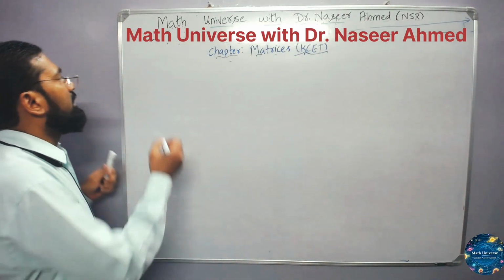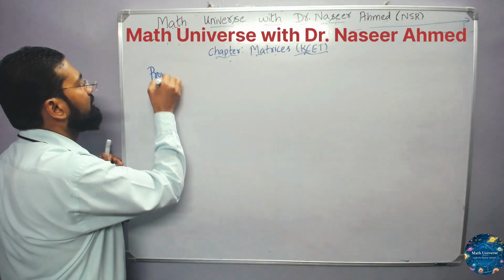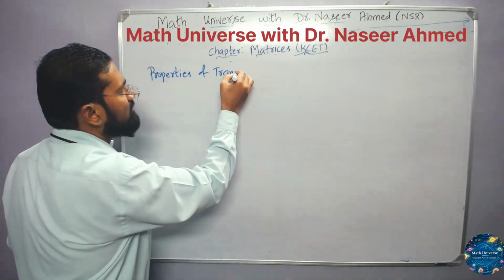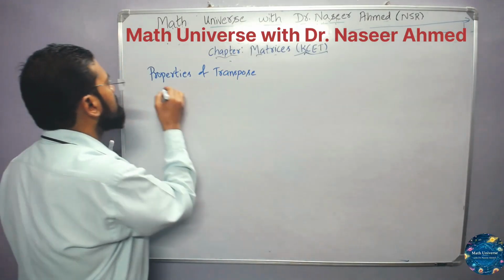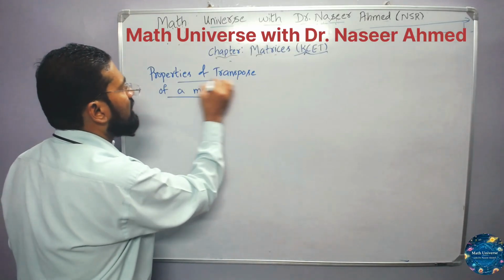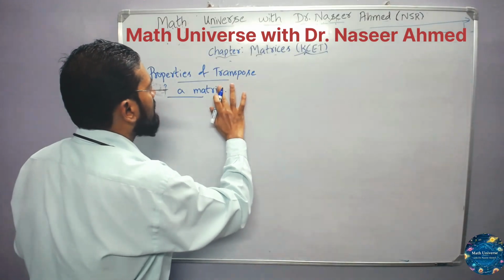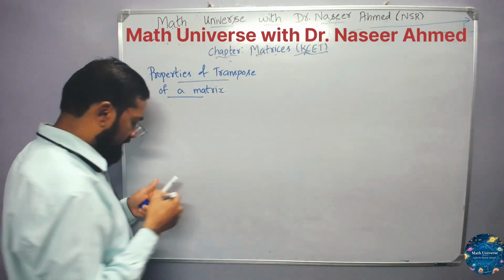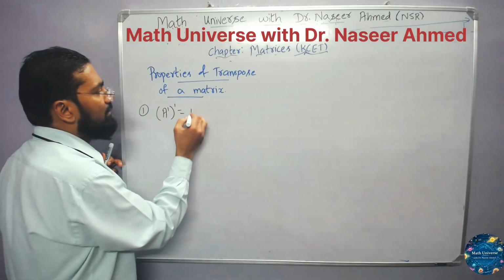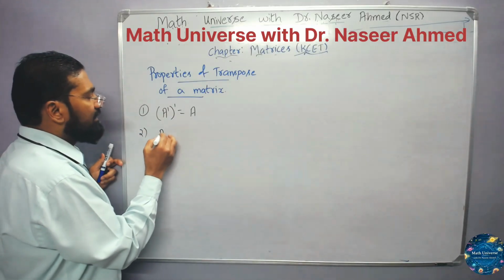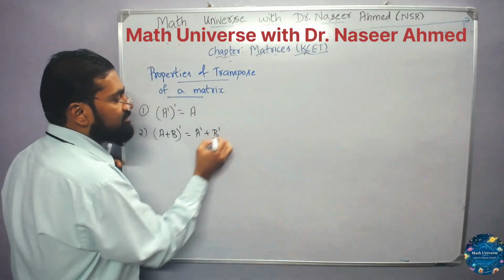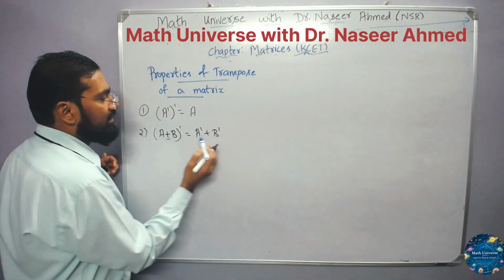Now let us try to understand the properties of the transpose of a matrix. See, the first property: if I take the transpose twice, or an even number of times, I'll get back the matrix. Second, if I take the addition of two matrices and take the transpose, then I can also take the individual transposes. Here you should also understand it can be a minus sign also, no problem.